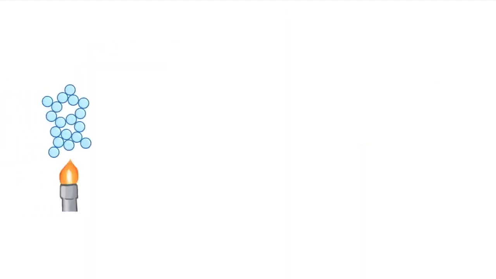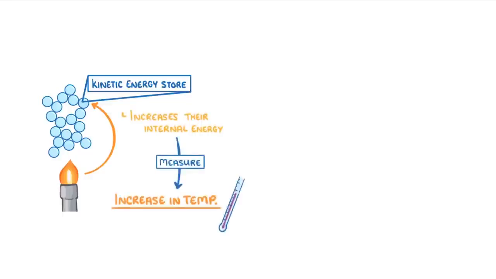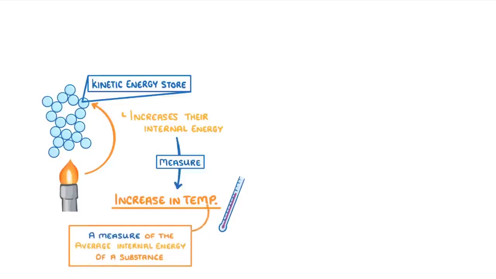Whenever you heat up a substance, it transfers energy to the kinetic energy store of all the particles, and so increases their internal energy. We measure this as an increase in temperature, because temperature is just a measure of the average internal energy of a substance. So the more internal energy that a substance has, the higher its temperature will be.